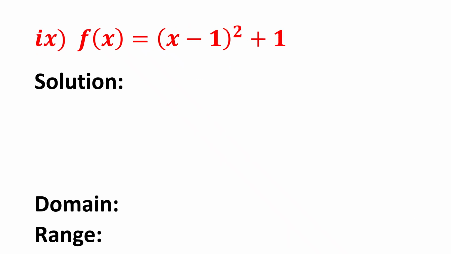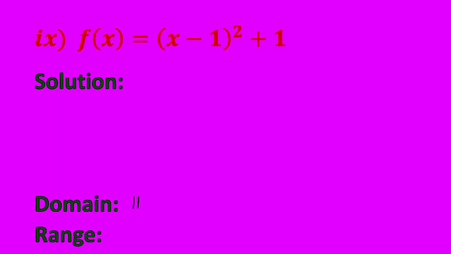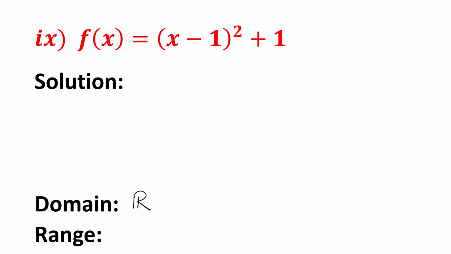There is no restriction in this question. So the domain is the set of all real numbers. Now we find the range. As we know, the square of any number is always greater than or equal to 0, that is, this x minus 1 whole square is always greater than or equal to 0.